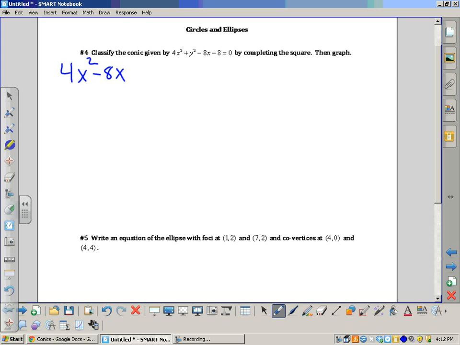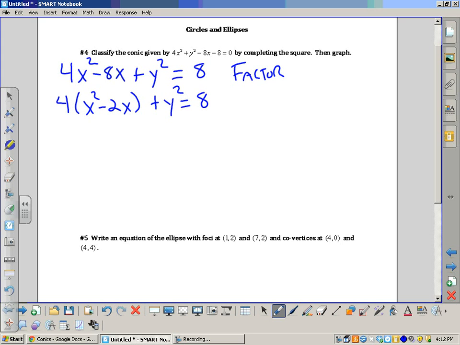I'm going to group the x terms together, and I'm going to put the 8, the constant, on the other side of the equal sign. I'm going to factor out 4. And then remember for the completing the square that we did earlier in the year, the key thing is the b over 2 squared. So negative 2 over 2 squared, well, that equals 1.